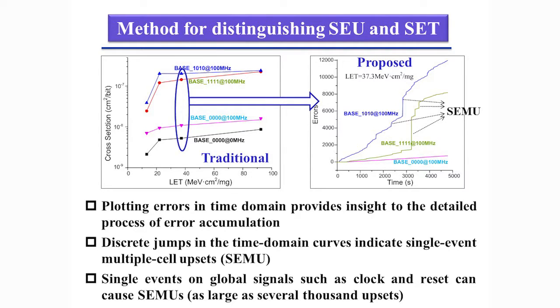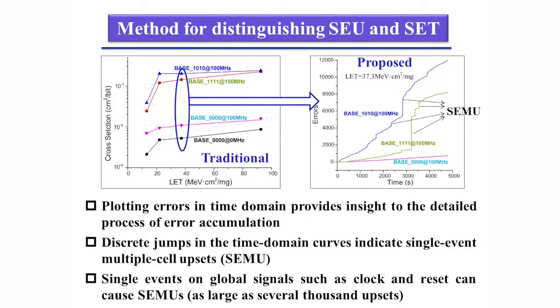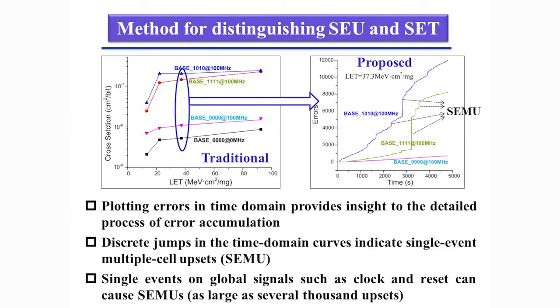We can find here that this one is the SET. When we see the figure, we can easily find which one is the SET and which one is the SEU. So plotting in the time domain provides insight into the detailed process of error accumulation. A discrete jump in the time domain curve indicates a single event multi-cell upset. A single event on a global signal, such as clock and reset, can cause an SEMU as large as several thousand upsets. So we can see this SET very clearly.